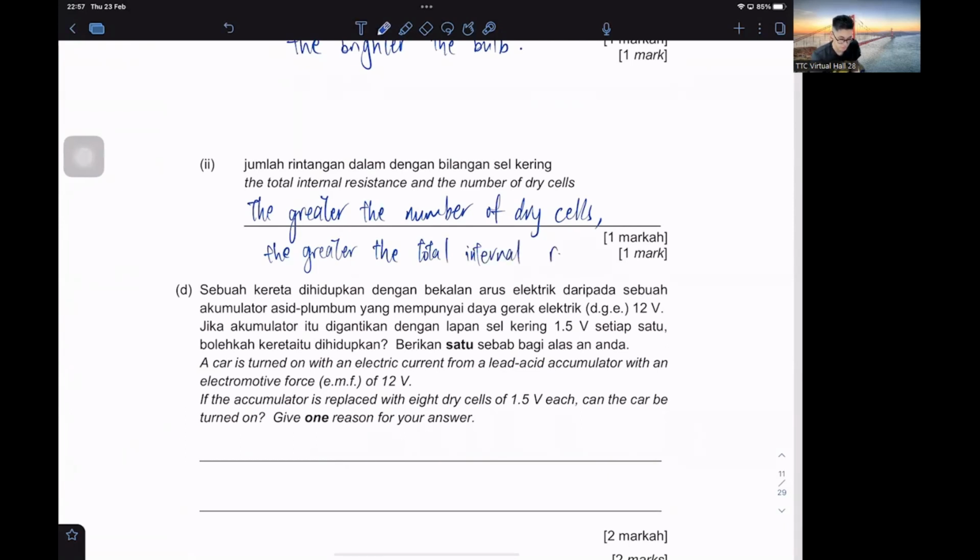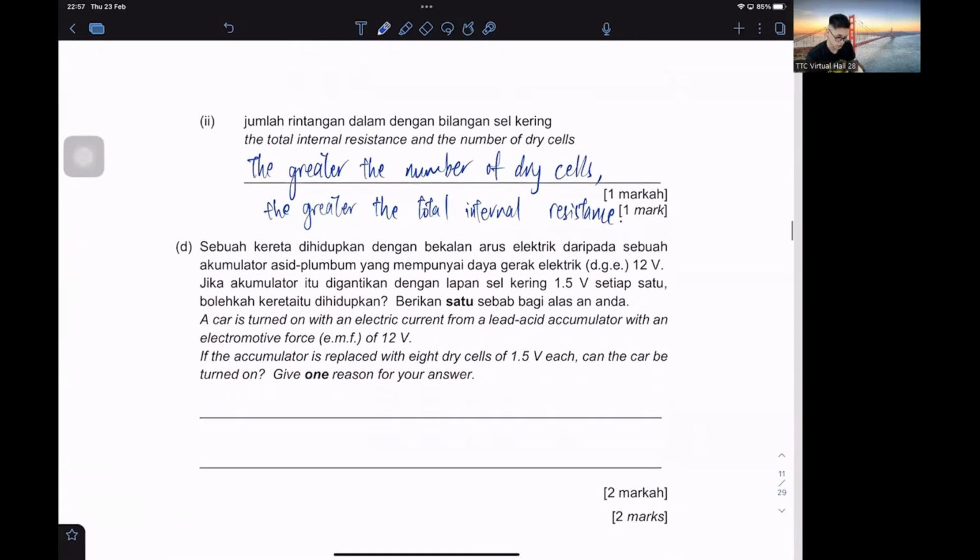Internal resistance. Okay. Last question. A car is turned on with an electric current from a lead acid accumulator with an electromotive force EMF of 12 volts. If the accumulator is replaced with 8 dry cells of 1.5 volts each, can the car be turned on? Give one reason for your answer.